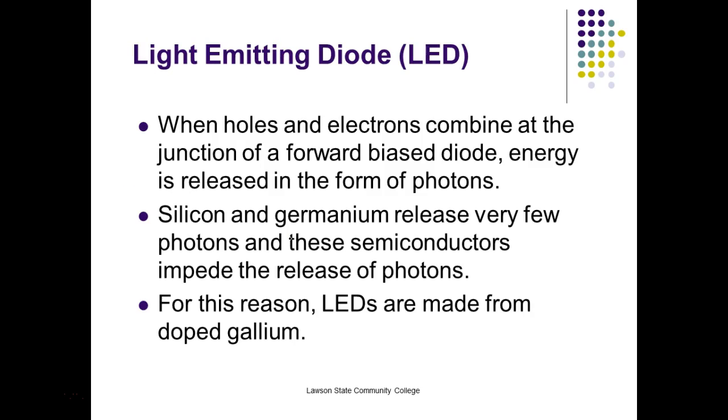When holes and electrons combine at the junction of a forward bias diode, energy is released in the form of photons. Everybody okay there? Silicon and germanium release very few photons, and these semiconductors impede the release of photons. So silicon diodes and germanium diodes don't make good photons. If they do release photons, they're a wavelength that we couldn't see anyway. It would be so few that it would be so dim we couldn't see it anyway. Everybody okay? For this reason, LEDs are made with variations of doping gallium.